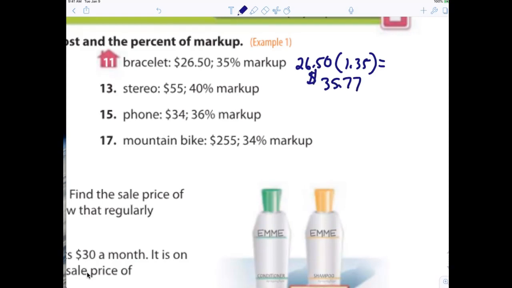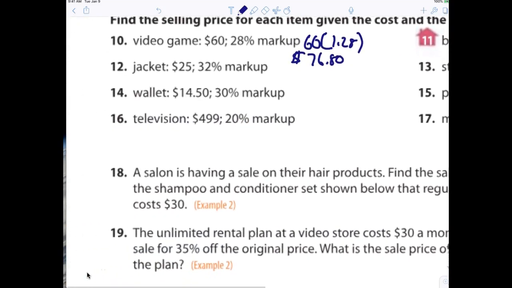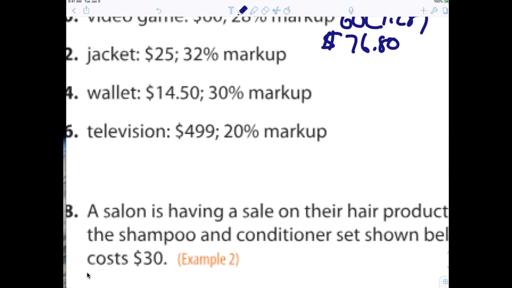Like this? Is that right? $35.77? All right, Bradley, you're up. So you put 25 times 1.32 and you get 33. Is that exactly correct? 33?